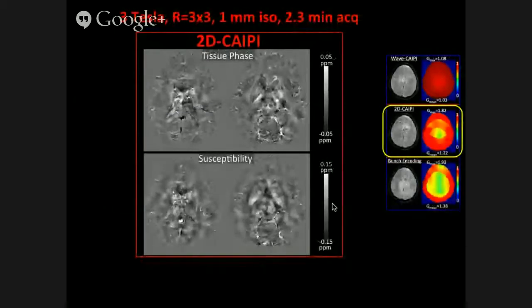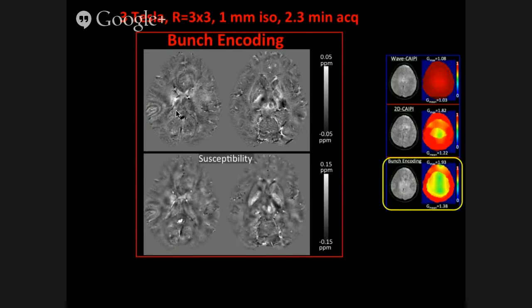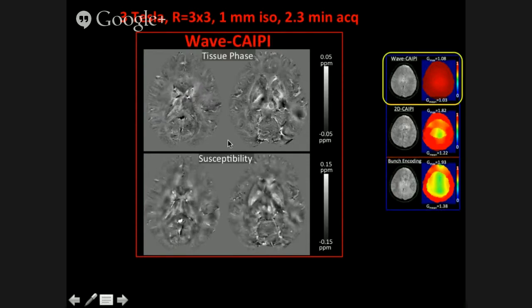So using these at 3T, a 2D CAIPI gave us this tissue phase and susceptibility reconstruction. And you can see that in the middle of the brain, especially, quite a bit of structured aliasing artifacts. And also it is looking a bit grainy due to poor SNR retention. So with bunch encoding, you can also see some ringing artifacts, and the SNR is not quite nice. And with Wave-CAIPI, we get a clean-looking image with high SNR. So if I toggle between the two, you can appreciate the difference.